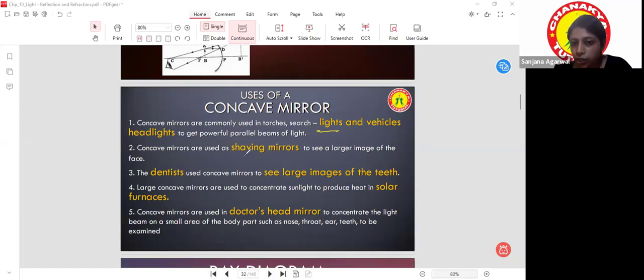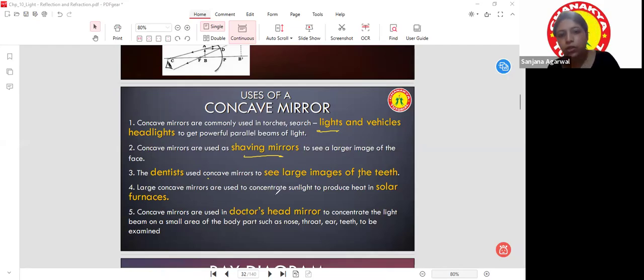They are used as shaving mirrors, because in the last case, when our object is between the pole and focus, we get a larger, magnified image in the mirror only. We do not need any screen. Dentists use concave mirrors to see larger images of teeth, same property. The last case of the ray diagram.